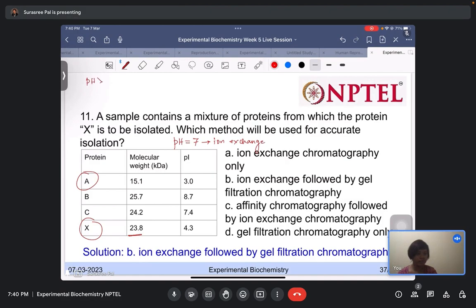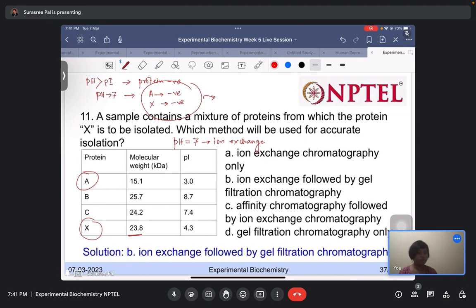pH is greater than pI, right? So therefore, if pH is greater than pI, the protein will be negatively charged. So at pH 7, A will be negatively charged, X will also be negatively charged. So these 2 proteins will come out together, and we will not be able to isolate these 2 proteins based on ion exchange chromatography.